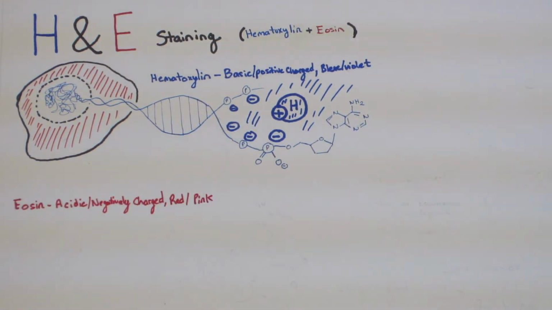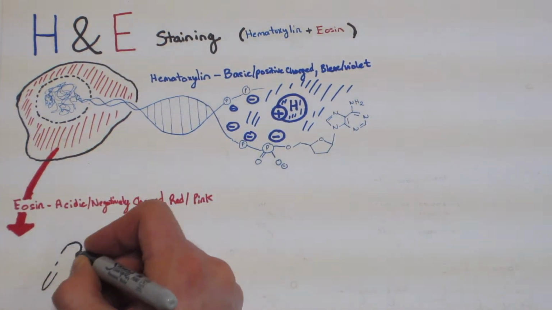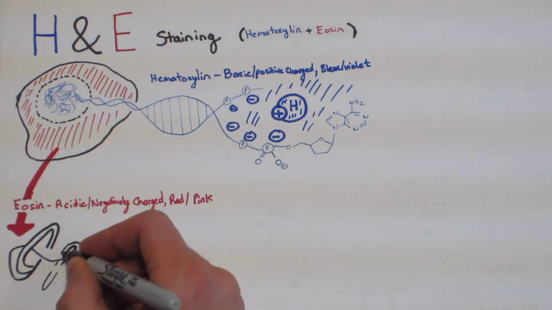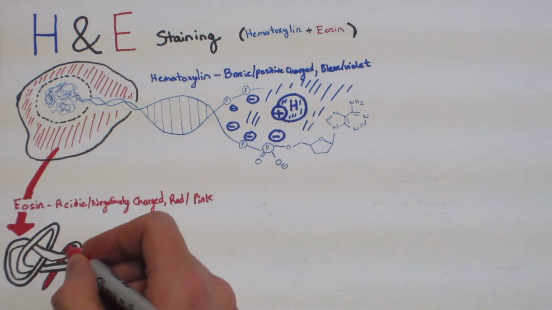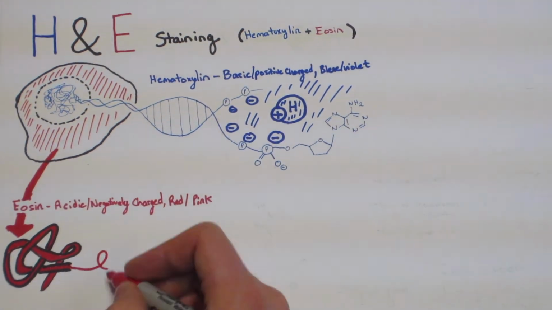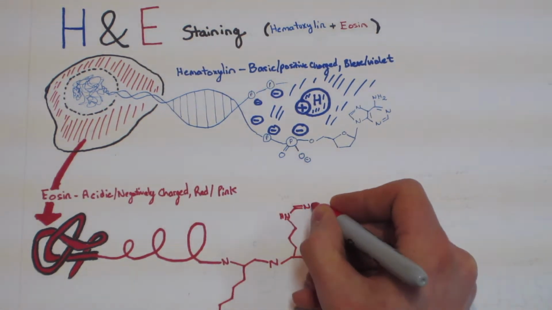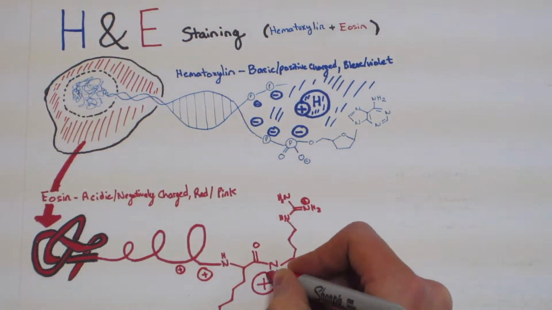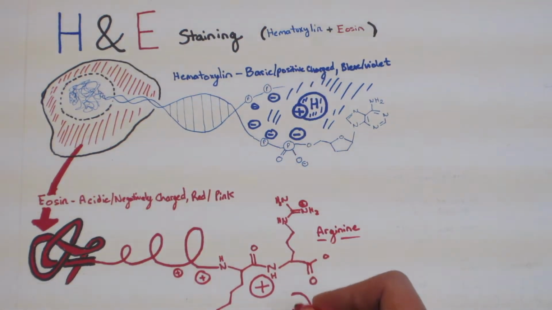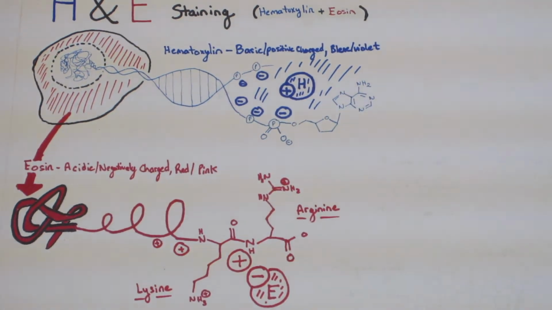This tends to be negatively charged and will bind to the positively charged hematoxylin stain, giving it that characteristic blue color. Eosin, on the other hand, is an acidic, negatively charged stain, and it will typically bind to things that are positively charged and give it a red or pink color. That's why the cytoplasm looks red. This is a protein that we're zooming in on. You can see the 3D folded tertiary structure of the protein, as well as the secondary alpha helix structure. And eosin is going to bind to basic amino acids, positively charged lysine and arginine, and it will give it that red color that's characteristic of the cytoplasm.